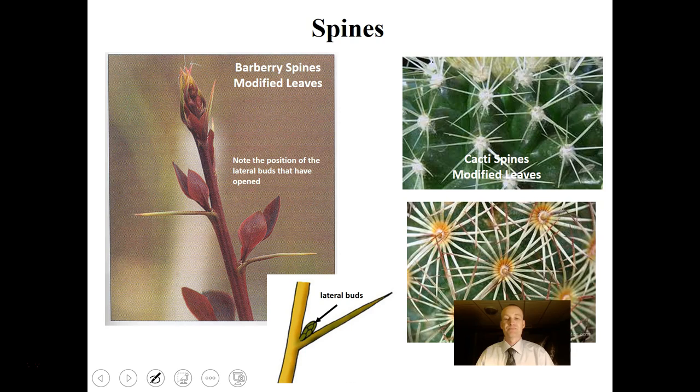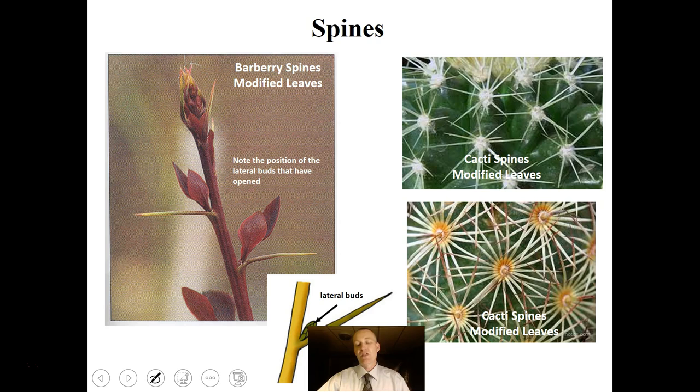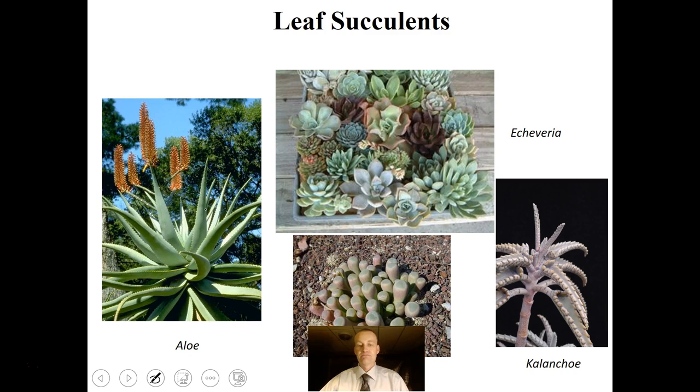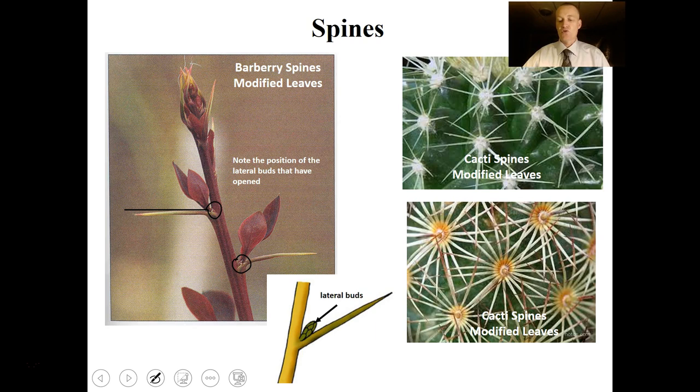So here we have modified leaves into spines. So that's what you would see in cacti. These are modified leaves. How do we know they're a modified leaf? Because they have that little axillary bud there. Okay. I would assume that you understand that spines are for protection from herbivores eating the plant.